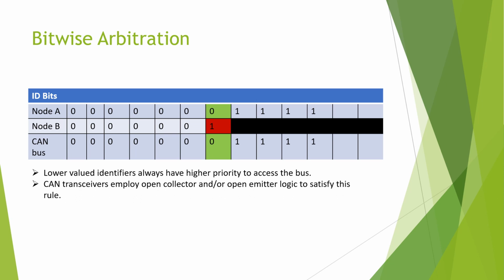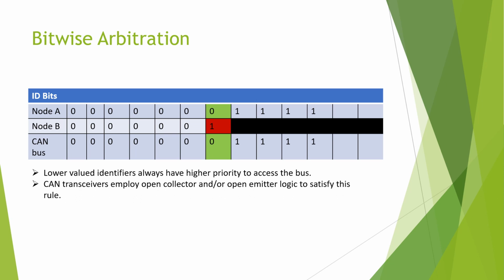As we have heard in the previous video, it has two bus states, dominant and recessive. Dominant is 0, recessive is 1. When multiple transmitters send their respective states onto the bus at the same time, the dominant state must always win over the recessive. Essentially, CAN transceivers employ open collector or open emitter logic to satisfy this rule. Let's understand it better with the help of an example.